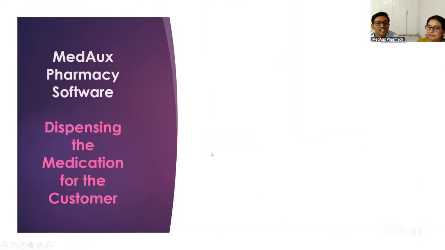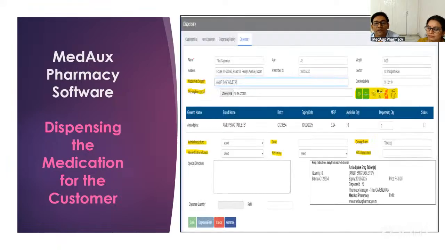So let's look at the dispensing process of the medication. In this case, once the patient is registered, I've just used my name for example purposes, we can search the medication using the brand name or else the generic name, which is amlodipine. And then there is an option for prescription upload. Why have we kept this option?